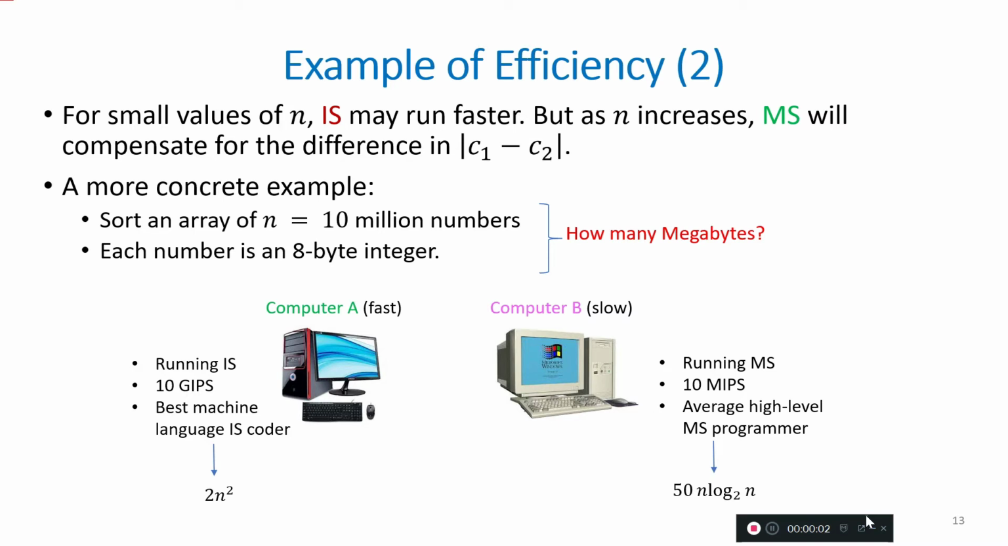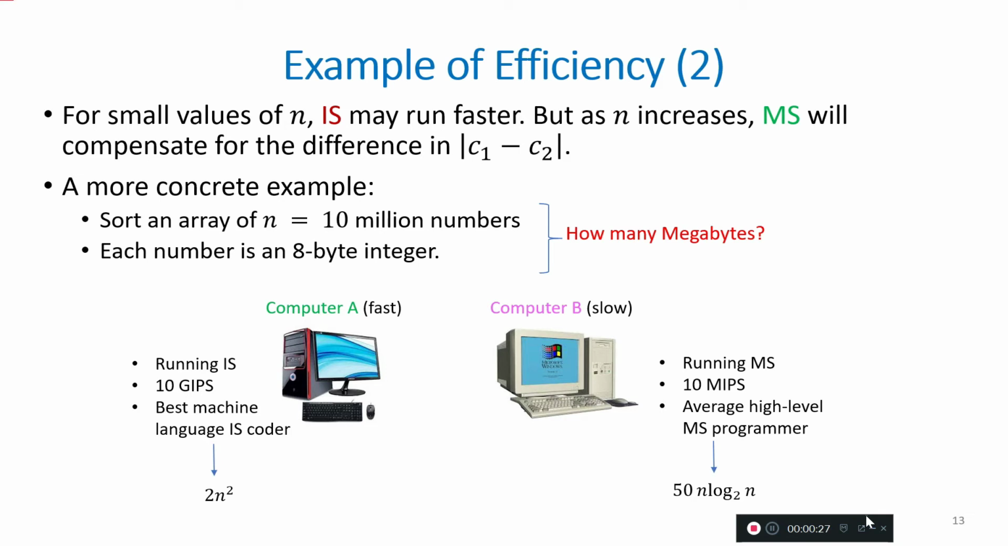On computer A, we intend to run the insertion sort. The speed of this computer is 10 giga instructions per second. And we put the best machine language programmer to implement insertion sort on this fast computer. We already know that the running time is proportional to C1 times n squared, where in our example, C1 equals 2.